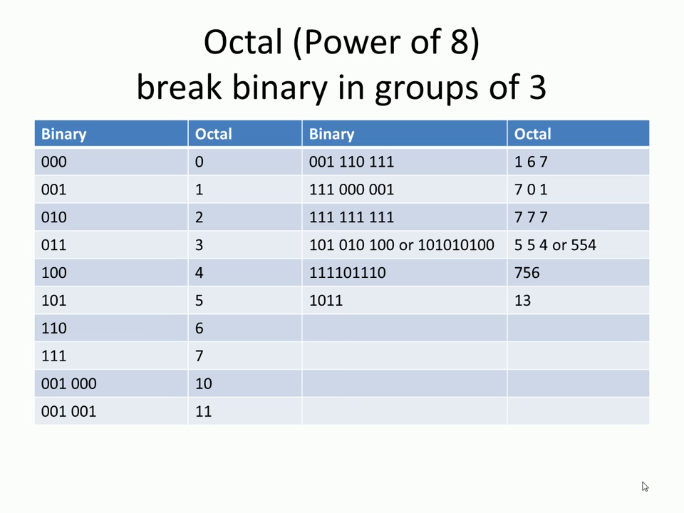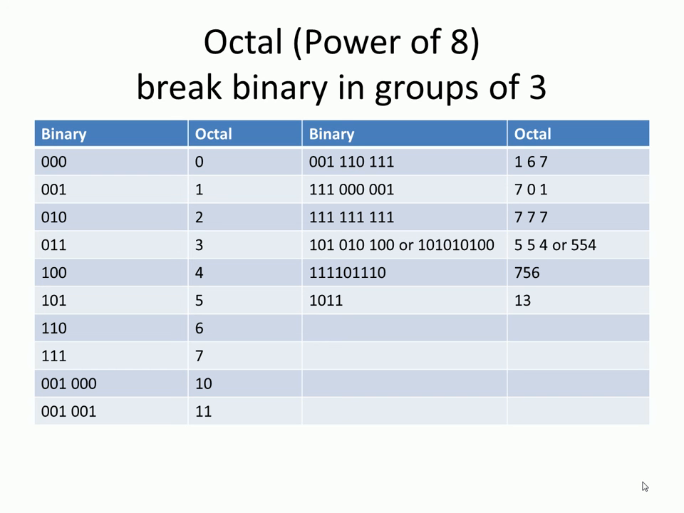So up here, I have 0, 0, 1, 1, 1, 0, 1, 1, 1. So we do it in groups of 3. 0, 0, 1 is 1. Easy enough. 1, 1, 0 is 6. 1, 1, 1 is 7. So we get 167 in octal. See that?